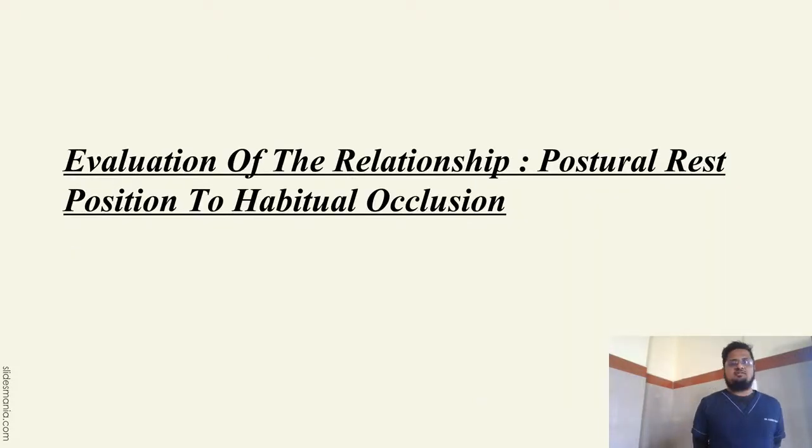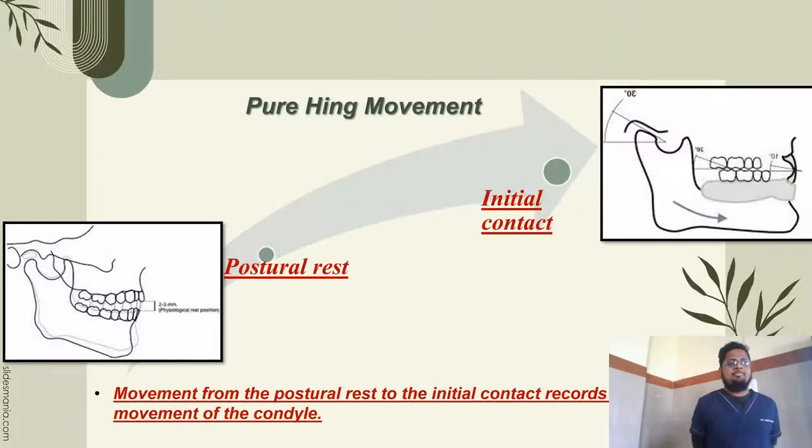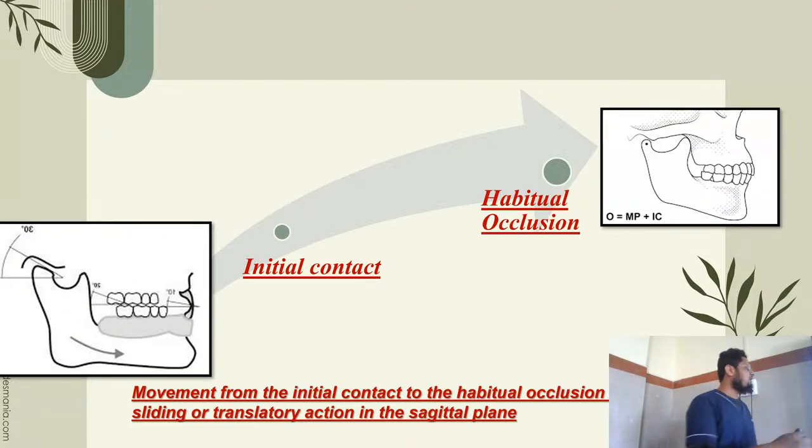Coming to the evaluation of the relationship of the mandible in postural rest position to the habitual occlusion. Whenever the patient moves the mandible from postural rest to initial contact, just before the centric occlusion, the condyle follows a pure hinge movement. The movement from the postural rest to the initial contact records the pure hinge movement of the condyle. And when the patient further moves the mandible from initial contact to habitual occlusion, that gives the translatory motion of the condyle in the sagittal plane.